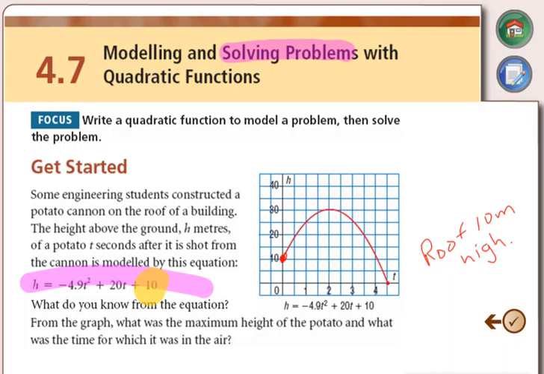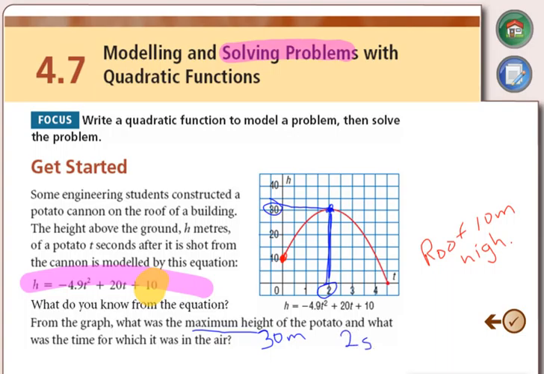We can also see that right from the graph. That's your y-intercept. Now looking at the graph, what's the maximum height? Well, maximum height's going to be right there at the vertex, which is 30 meters high. And at what time does that occur? Well, that's going to occur at 2 seconds.